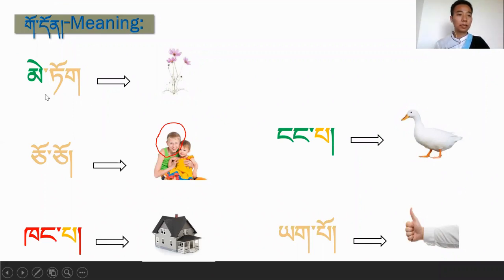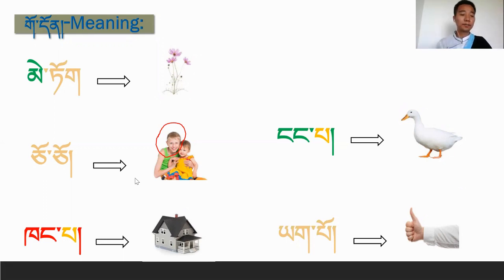The first one is me to, which means flower. Then the second one is cha naro cho, cho cho, which means the elder brother.